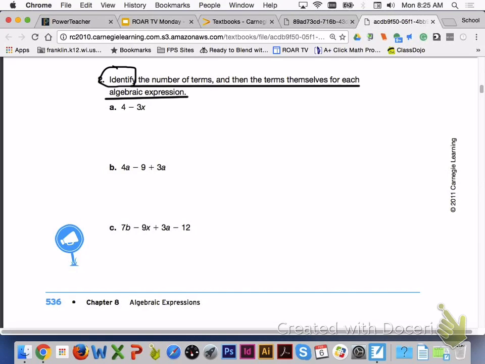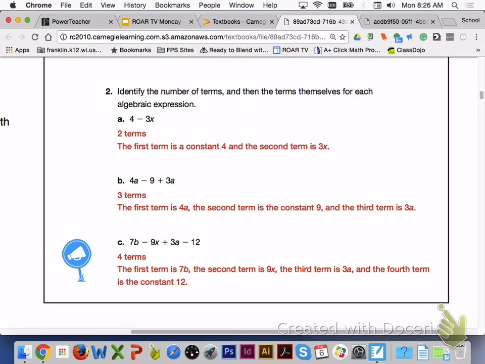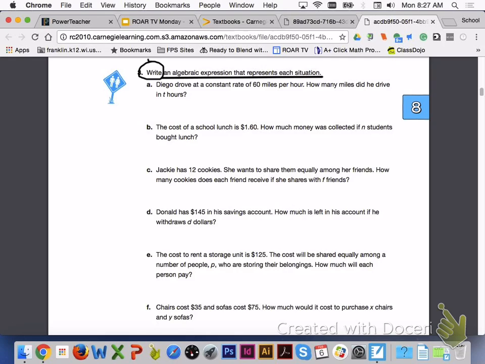Please answer number 2, letters A through C with your group members. For number 2, letter A, there are two terms, 4 and 3x. Letter B, 3 terms, 4a, 9, and 3a. And for letter C, there are 4 terms, 7b, 9x, 3a, and 12. Please turn to page 537 and answer number 3, letters A through F with your group members.